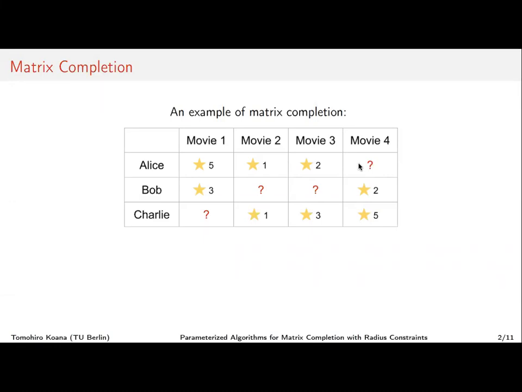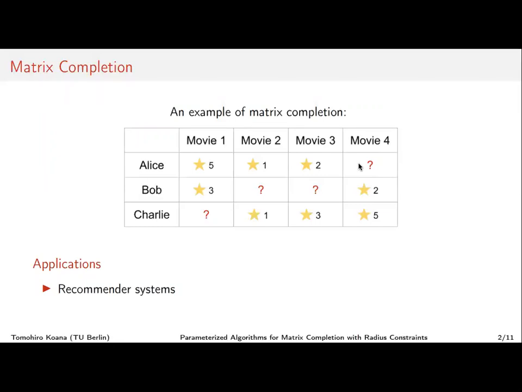So as a service provider, we would like to know in advance, before the user gives a rating, how much the user is going to like the movie. Well, if you can make a prediction, then you can maybe recommend the movie to the user. So yeah, I believe this is one of the most natural applications of the matrix completion problem.